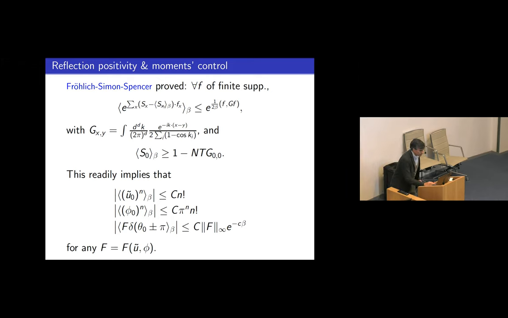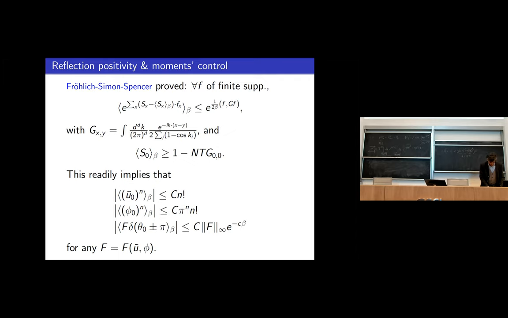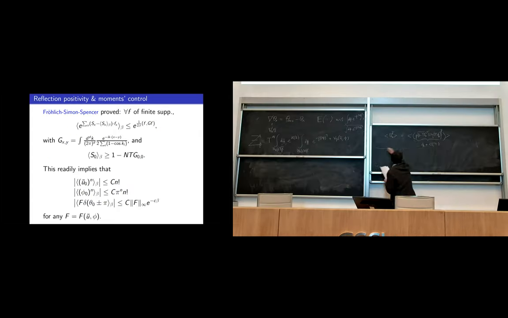To see that a formula of this sort implies very easily bounds on the moments, let me just comment a second about this. So for instance, to see that the formula up there implies a simple bound on the moments of u tilde, do the following. Choose f up there to be square root of beta delta x zero, 1 0 0. If you replace this choice of f up there, you get e to the square root of beta u x zero.